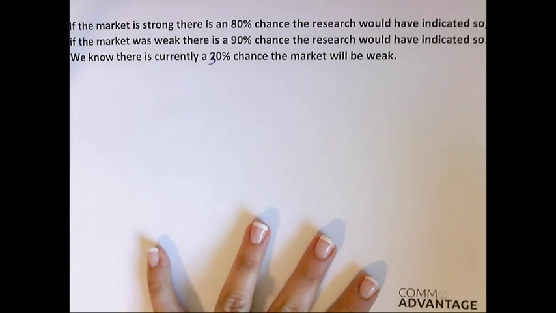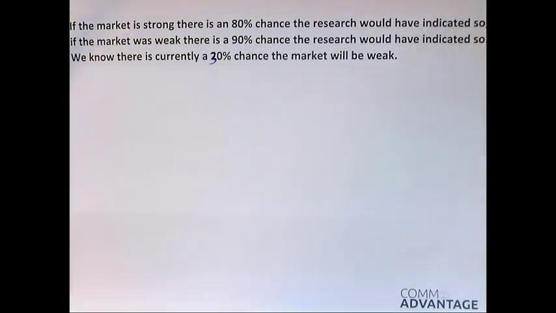So if we are trying to figure out the impact of market research, sometimes it gets given to us in the wrong direction. So here I have, if the market is strong, there's an 80% chance that the research would have indicated so. If the market was weak, there was a 90% chance that the research would have indicated so. We know there's currently a 30% chance that the market will be weak.